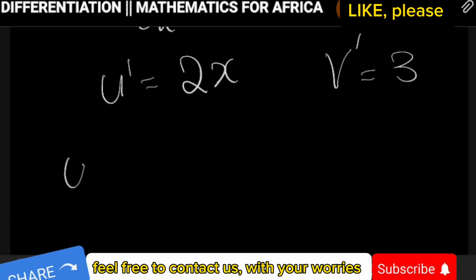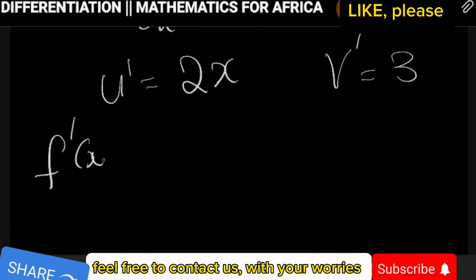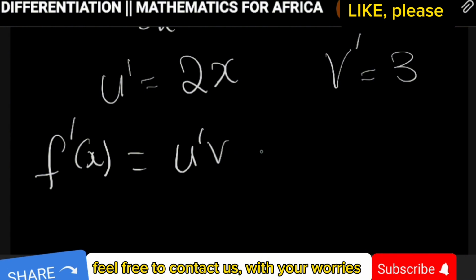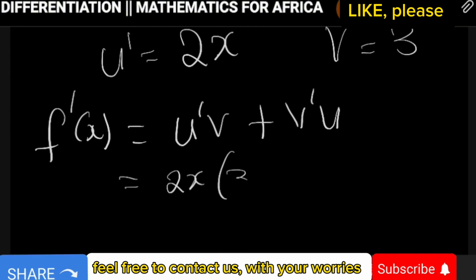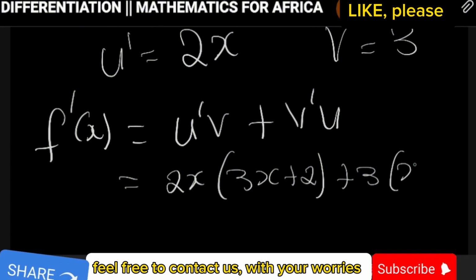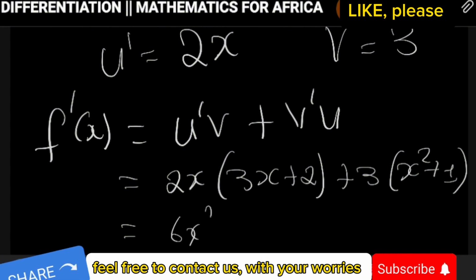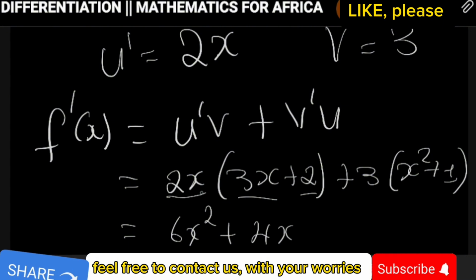Now the product rule is saying that our f prime of x will be equal to u prime v plus v prime u. Our u prime is simply 2x, multiplied by v, which is 3x plus 2, plus our v prime, which is 3, into our u, which is x squared plus 1. So if you open this bracket, 2x times 3x will give you 6x squared. 2x times 2 will give you positive 4x. Please, I'm opening this bracket, you do the law of distribution.